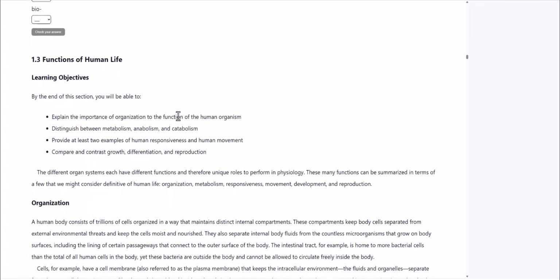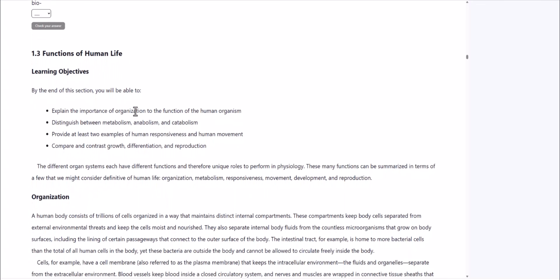Here we're going to be taking a look at the organization. Again, understanding the organization we just discussed, understanding the term metabolism, anabolism, and catabolism, understanding how the body responds to its environment, and finally understanding some of the characteristics of life, such as differentiation and reproduction.